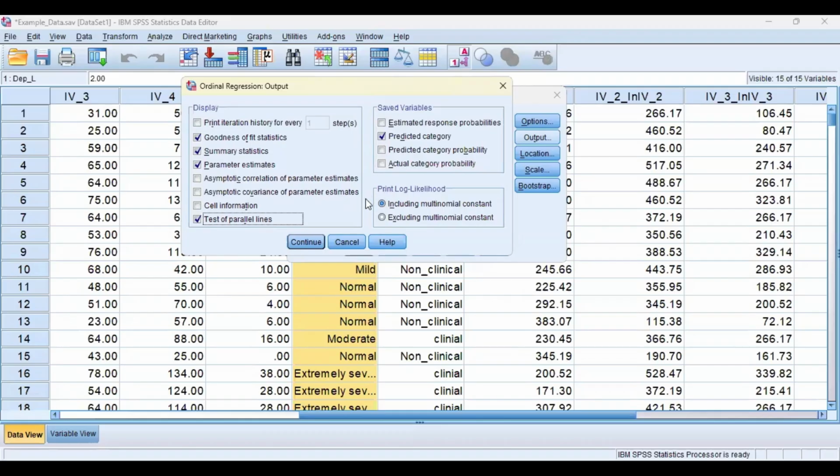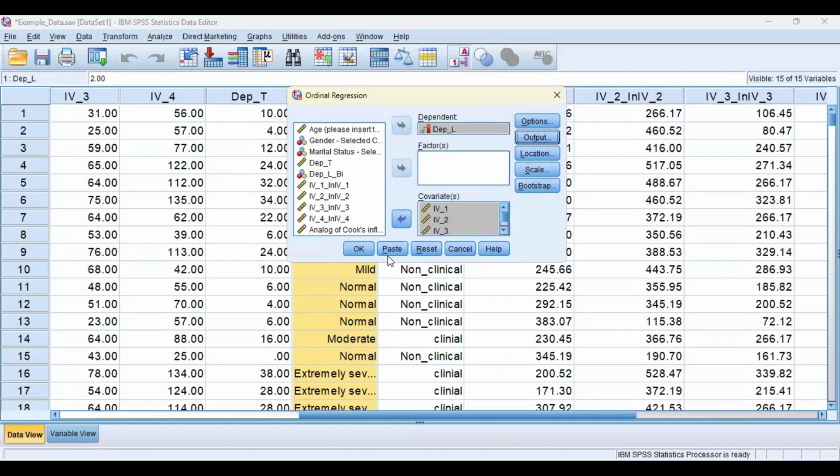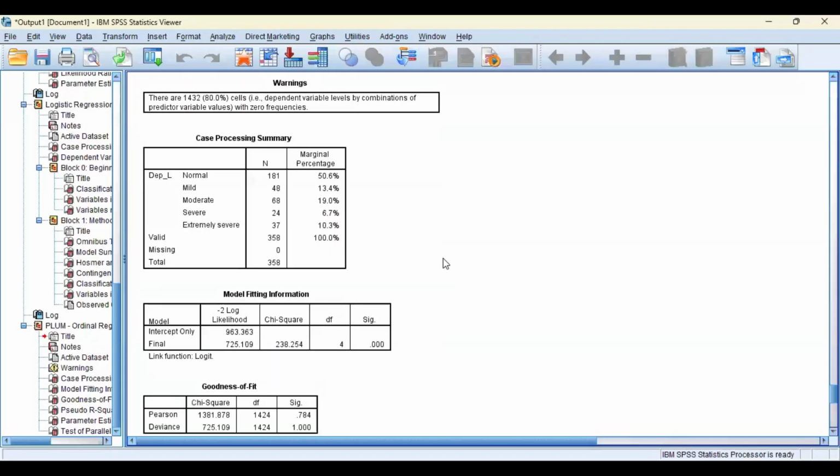So that's all you need for your analysis, and then continue. Nothing else you need to change. It's all good now, and we can go to our main analysis.